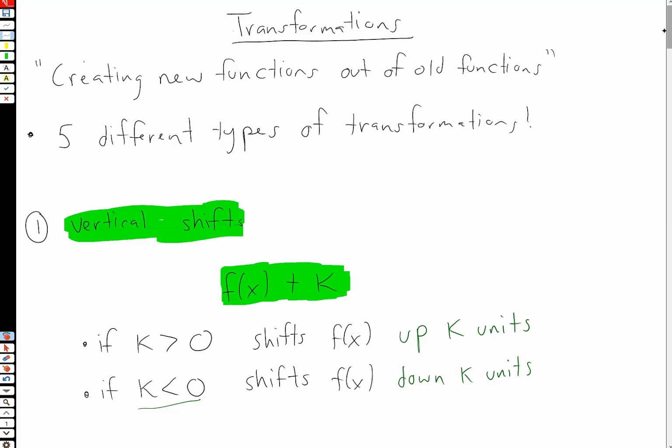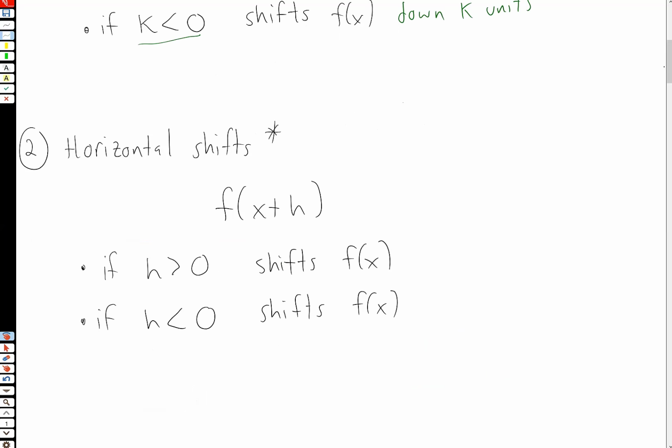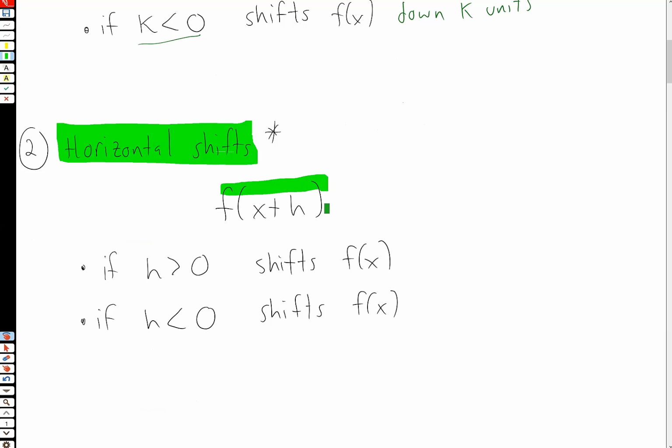Okay, so let's go back to our PDF. The second type of transformation that we have is what we call horizontal shift. And I put a star next to this because you want to be careful with these. Now, how do you horizontally shift a function? Let me go and highlight this for us. You add, instead of on the outside, you add a constant right next to the input.